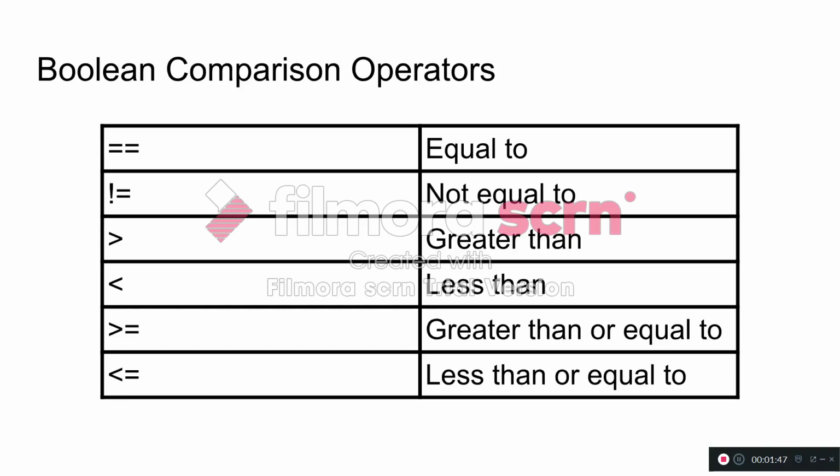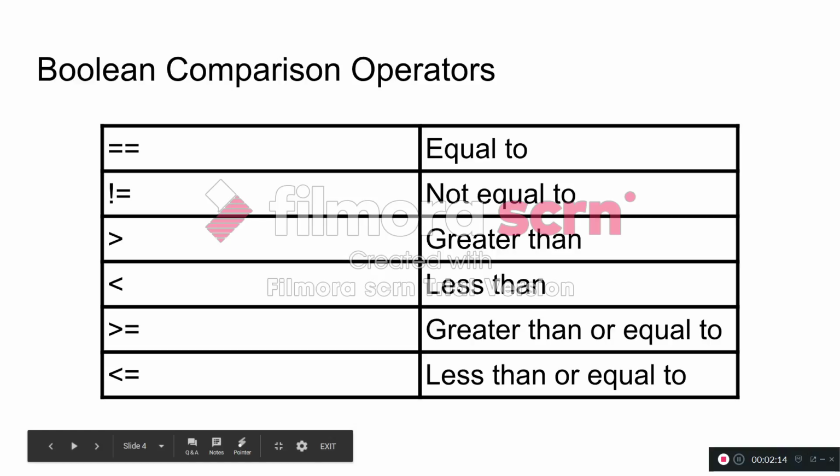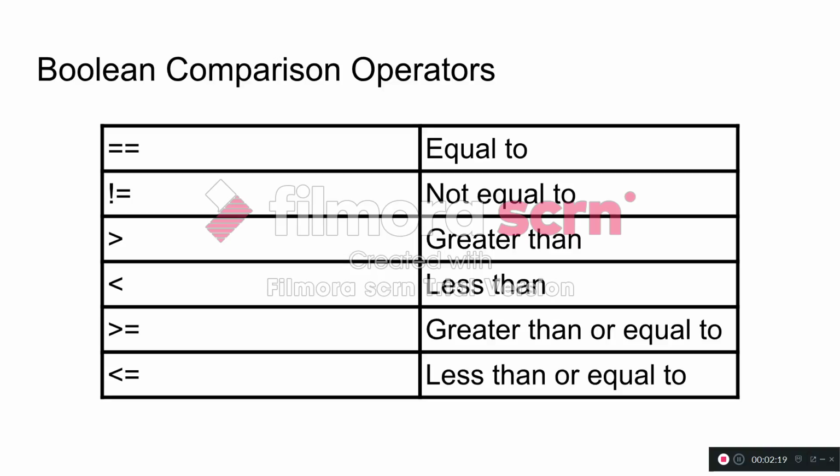So to create these conditions, we use Boolean comparison operators. Boolean comparison operators can be used to compare integers, which are simply numbers with no decimals, floats, which are numbers with decimals, chars, and finally Booleans, so true or false. These are the most basic and most commonly used operators. There are way more, but these are the ones that we need to learn for this unit.